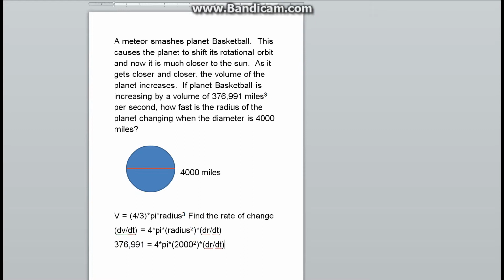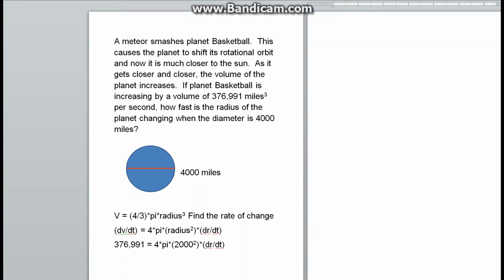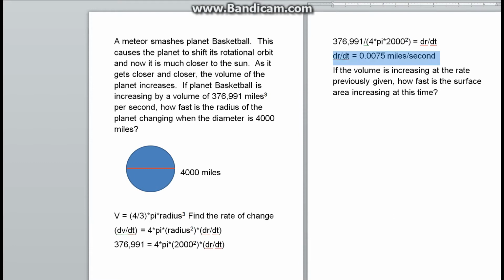So if we do some simple algebra, we can solve the problem to have dr over dt, or the rate of change of the radius, equal to 376,991 over 4 pi multiplied by 2,000 squared. The radius is changing at a rate of 0.0075 miles per second when the volume of the sphere is changing at 376,991 miles cubed per second.